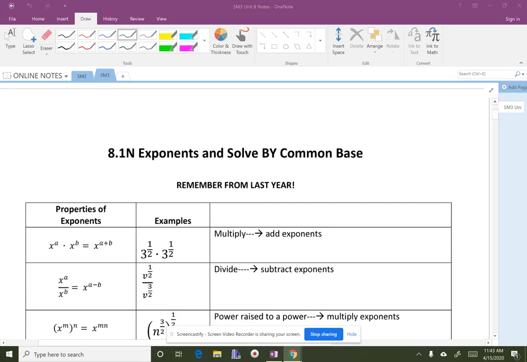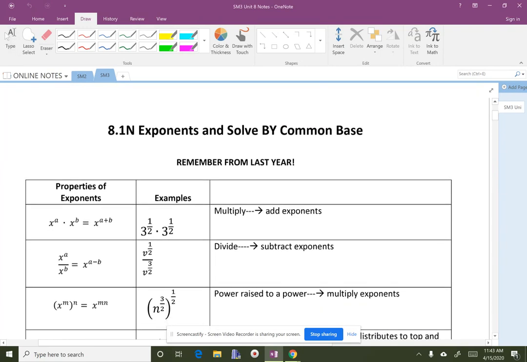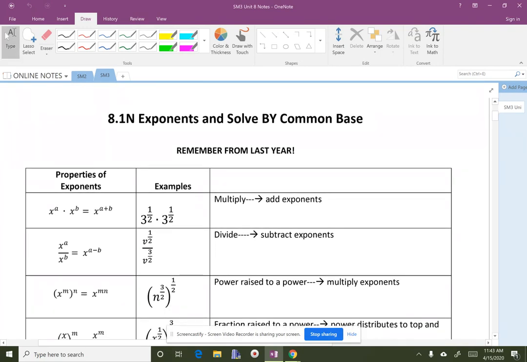Okay, 8.1 is a lot of review. Most of it's review from things that you've done before, but there's just a baby section at the end that is new. So we are going to review first all your exponent rules, okay? So I have this chart that you've probably seen before, but I'm going to go through them pretty quick.